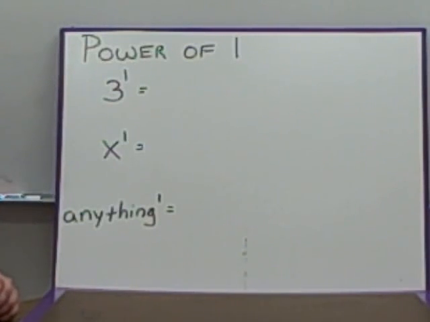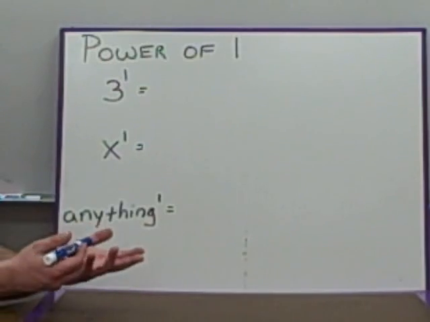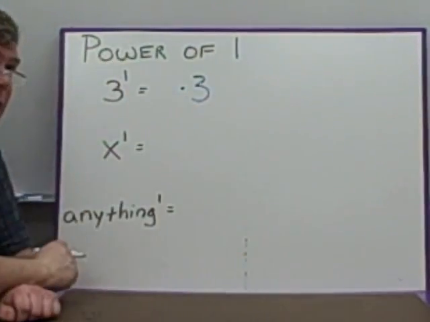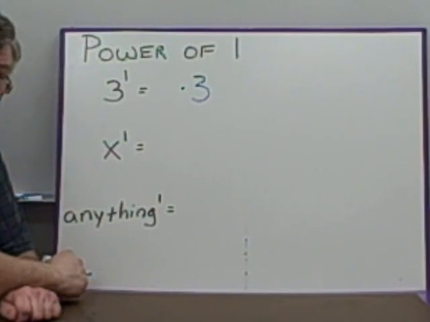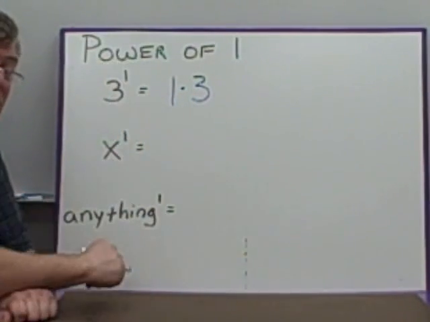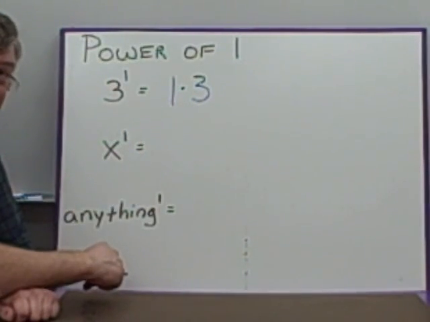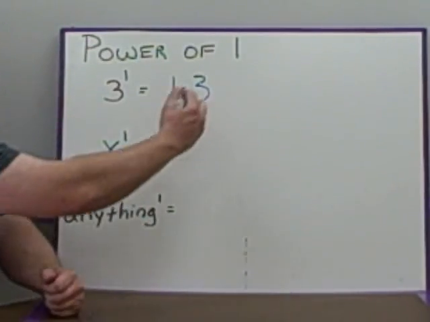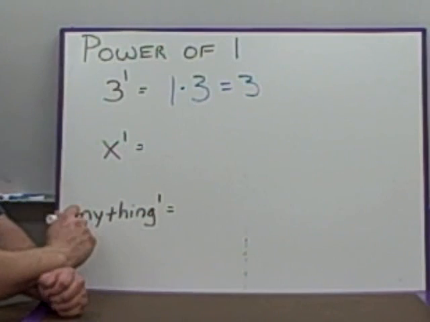Powers of 1. If you have anything to the power of 1, it's the same thing. 3 to the first power, well, you write that as times 3, because you're multiplying by 3 once. What are you multiplying by 3? Well, you're going to multiply 1 by 3, because there's actually understood to be a 1 in front all the time. 1 times 3 is going to give you 3.